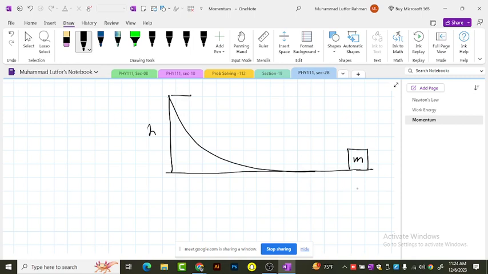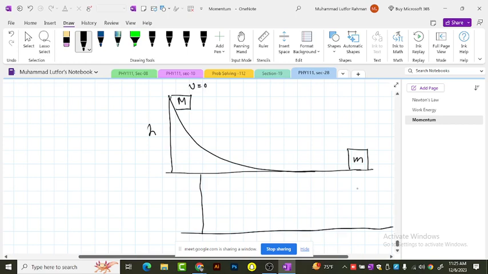I release another mass from here, from rest, and this total system is above a table which has a height, let's say capital H, the height of this table.